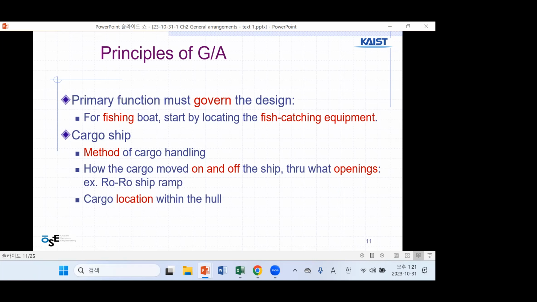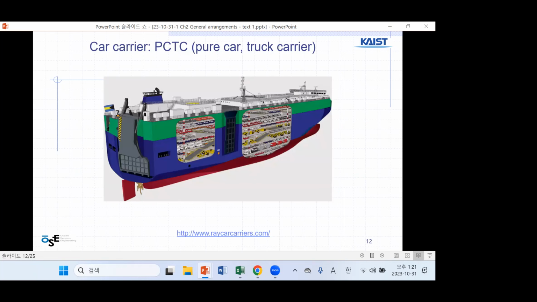So how does the cargo move on and off the ship, through what opening? Say there is a roll-on roll-off ramp, or cargo location. This is a car carrier, we call this a PCTC, pure car and truck carrier. There are so many new cars inside to export to other countries. Then there is a ramp, a stern ramp, and there is also a side ramp. Using these ramps, you may load these cars.